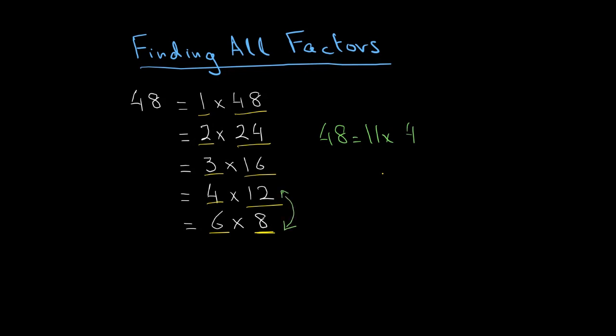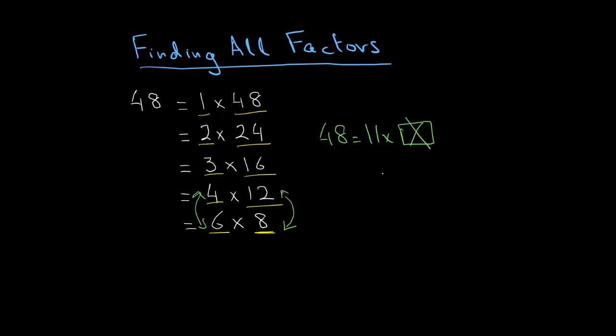That means that the other factor has to be between 4 and 6. The only number between 4 and 6 is 5, and I've already checked that 5 is not a factor of 48. So there is no such factor that can exist, right? Because multiplication works this way. So you can think about it, and hopefully this should be clear to you.